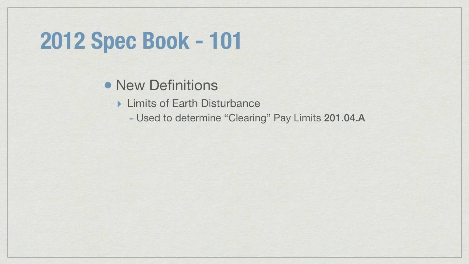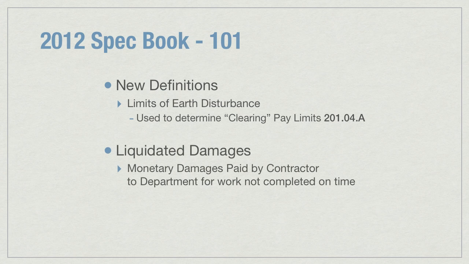Limits of earth disturbance is defined as the area extending 10 feet outside the slope stake line, except adjacent to wetlands, where the limits of earth disturbance is at the slope stake line. This definition is used to determine clearing pay limits in subsection 201.04a. Liquidated damages are monetary damages paid by the contractor to the department for work not completed on time. Subsection 108.10, Liquidated Damages, describes the assessment of liquidated damages.